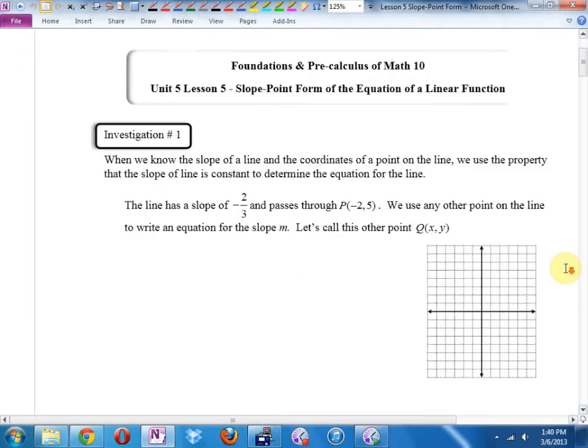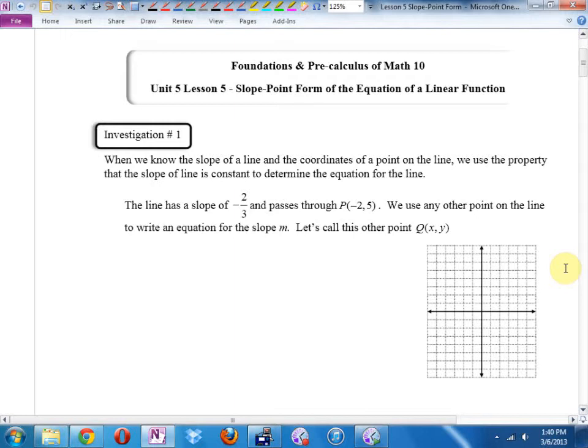Investigation number 1. When we know the slope of a line and the coordinates of a point on the line, we can use the idea that the slope is constant on that line, because it's a straight line, to find the equation. Say, what? What I tell my students is the slope formula is sort of the Swiss Army knife of graphing. You can use it all over the place. It's very, very flexible. I'll show you what I mean.